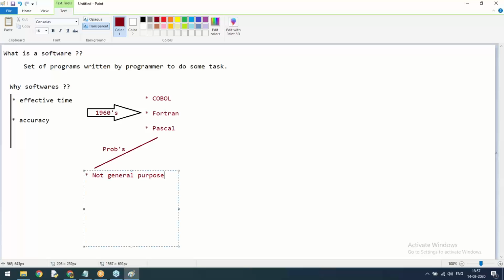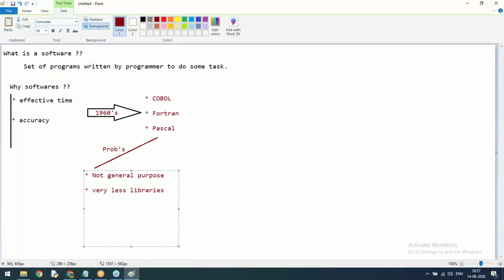If anybody says, sir, I am working in mainframe, remember, they are working in the COBOL language. First problem. The second problem is very few libraries.